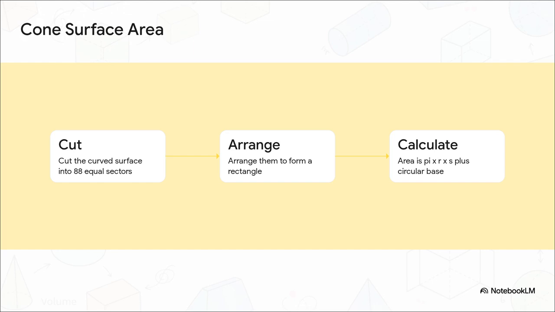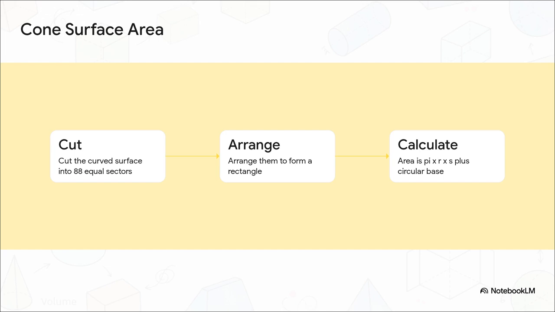Let's walk through this derivation. Imagine you take the curved side of a cone and you cut it into 88 equal tiny pie slices. We call them sectors. Now, if you arrange those 88 sectors together, alternating them pointing up and down, they actually form a rectangle. It's wild. The length of this new rectangle ends up being exactly half of the circular base's circumference, which is pi times radius. And the width is the slant height of the cone, which we call s. So the area of that newly formed rectangle is simply length times width, pi times r times s.